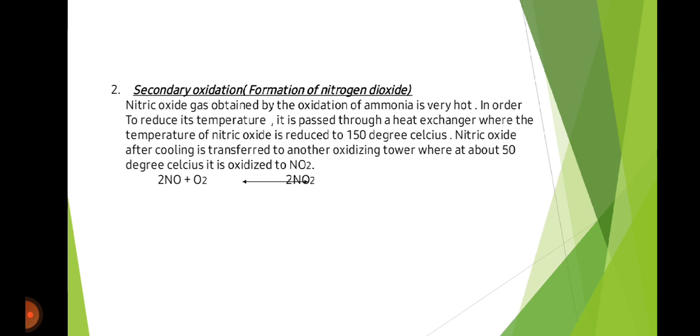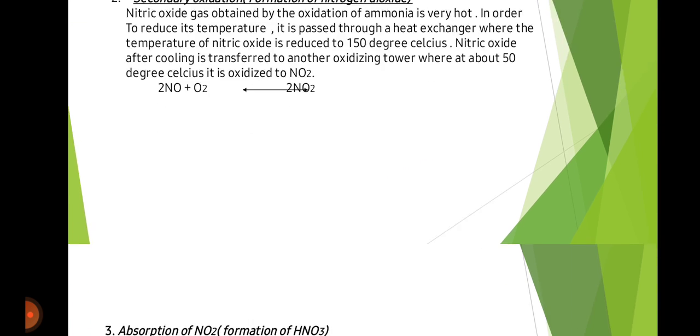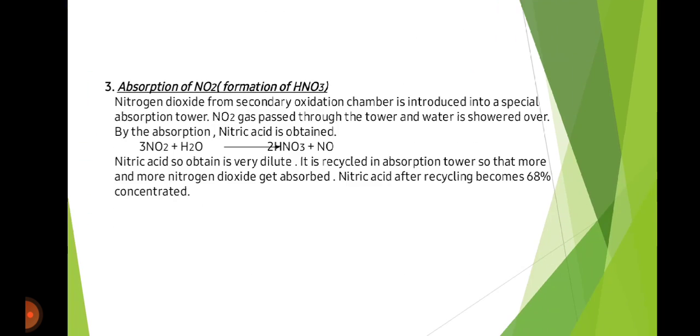The second step is secondary oxidation. Nitric oxide gas obtained by the oxidation of ammonia is very hot. So in order to reduce its temperature, it is passed through a heat exchanger where the temperature of nitric oxide is reduced to 150 degrees Celsius. Nitric oxide after cooling is transferred to another oxidizing tower where at about 50 degrees Celsius it is oxidized to nitrogen dioxide. The third step is absorption of nitrogen dioxide and formation of nitric acid.